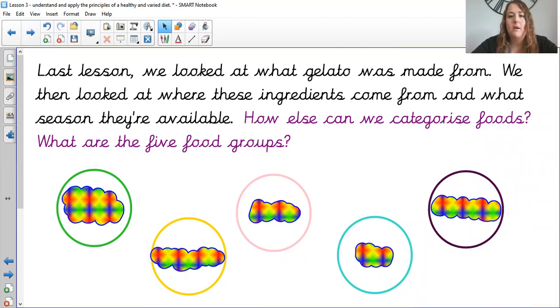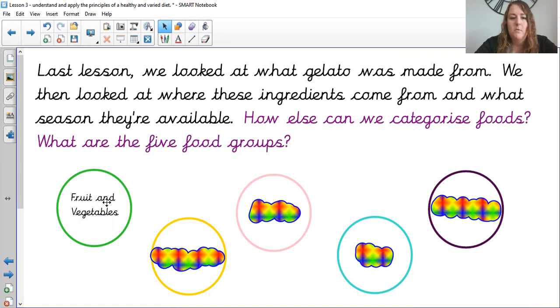So last week when we looked at what gelato was made from, we looked at where the ingredients came from and what seasons they were available. And we categorized those into 3 categories, whether it was reared, grown, or processed. But how else can we categorize food? Do you know what the 5 different food groups are? Some different colors. Maybe they will help you. Again, pause the video here if you need to, but let's have a look.